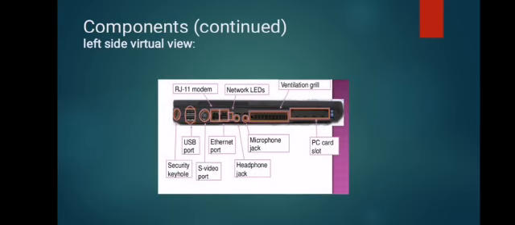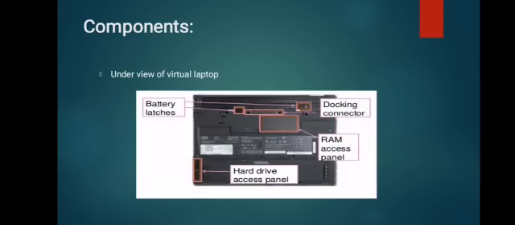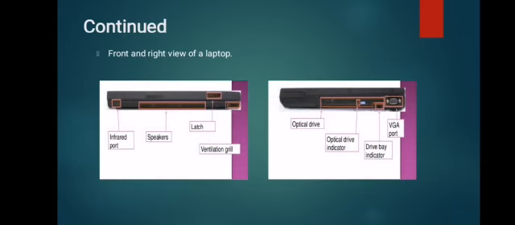Left side view of laptop: Ethernet port, S-video port, headphones jack, microphone jack, network LEDs, ventilation grills, security keyhole. Under view of laptop: battery latches, RAM access panel, hard drive access panel. Front and right view of your laptop: speakers, ventilation grills, optical drive, indicator.